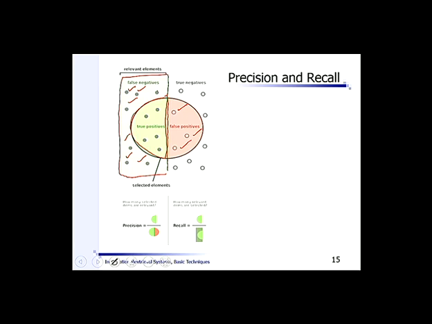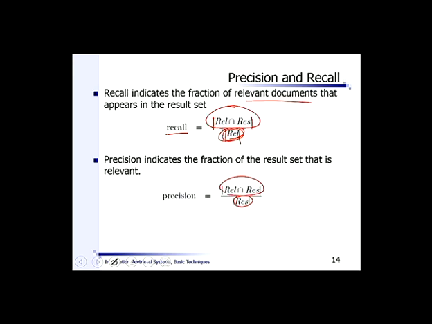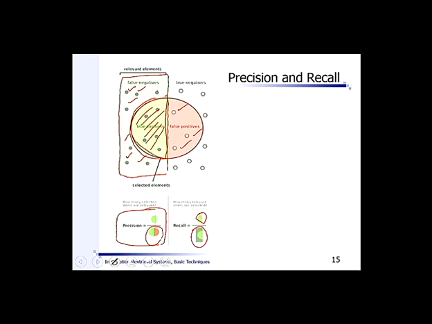So precision is the ratio of this section with the entire result set, and recall is the ratio of this section with the entire relevant set. If you see, precision is the ratio of this with the result set, and recall is the ratio of these documents with the relevant set. I hope it is clear for you now.